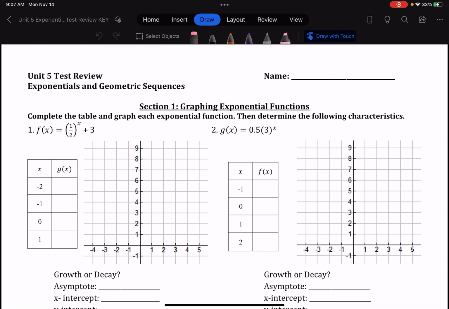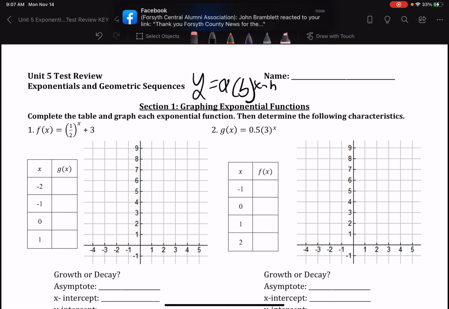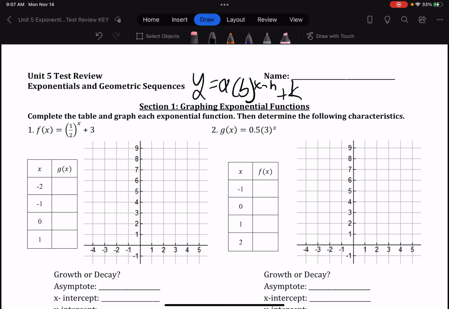So remember, our parent function of an exponential function is y equals a times b to the x minus h power plus k. And that a value is our initial value, b is our change factor, the h value is our horizontal shift, and k is our horizontal asymptote. So it says complete the table and graph each exponential function.